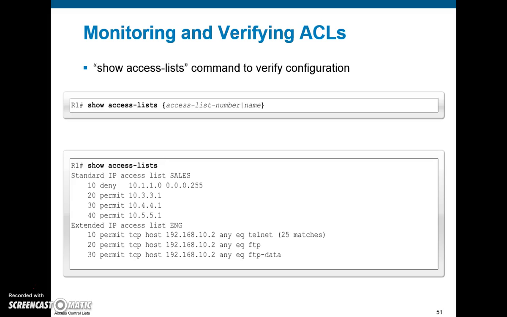Okay, so when you want to monitor or verify access control list, you can use the command show access list. So in this case, when we run this command, you can see that there's two access control lists. One, the name is sales, the other one is engineering. For sales, there's 4 commands. For engineering, there's 3 access list commands.